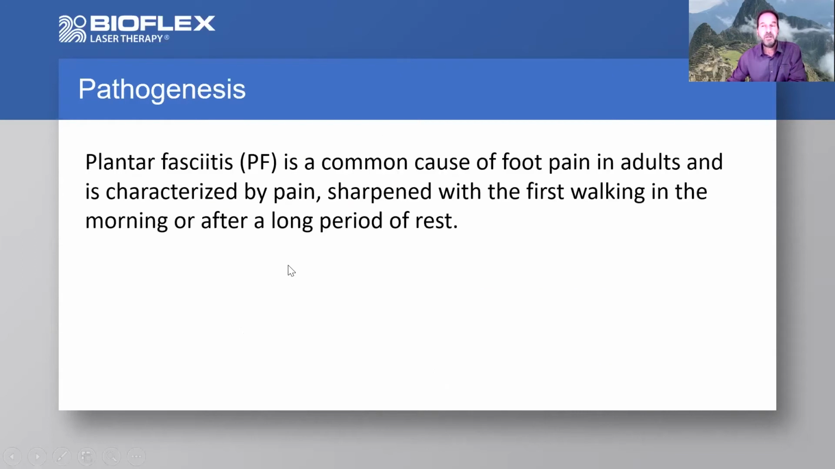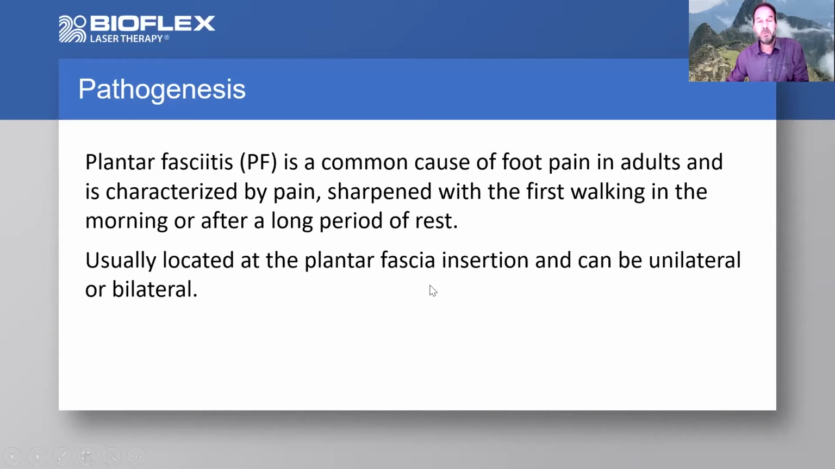So plantar fasciitis, or PF, obviously it's a fairly common cause of foot pain, especially in adults. Obviously there's pain, and typically, as we're aware, it's usually quite sharp first thing in the morning upon weight bearing, upon walking, or maybe sitting down for a while, then weight bearing after a longer period of rest. That's one of the cardinal signs of plantar fasciitis, and when you're doing your history, you'll almost immediately start thinking that's the cause of the person's problem.